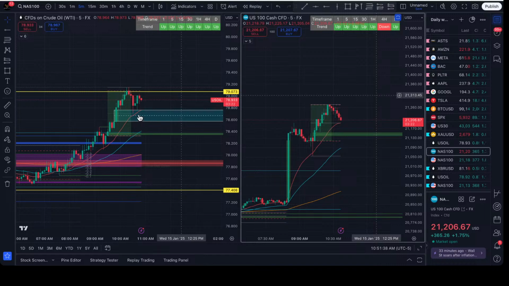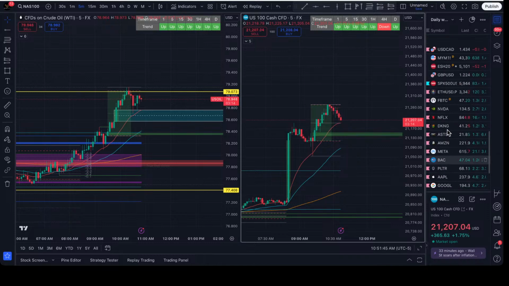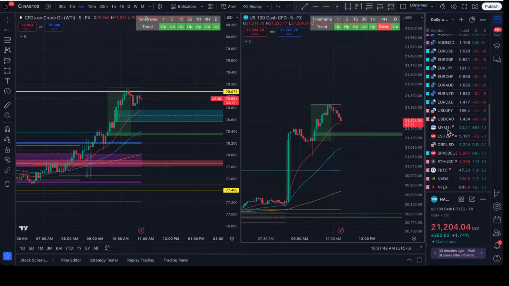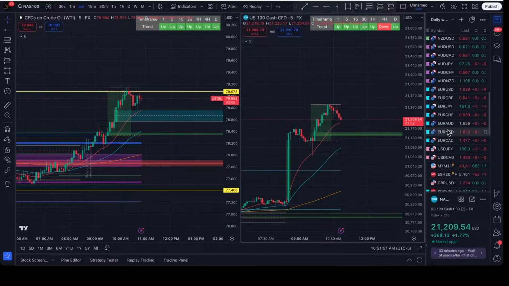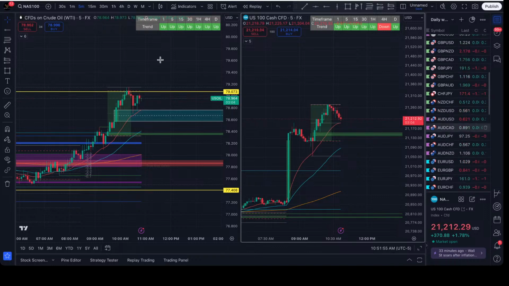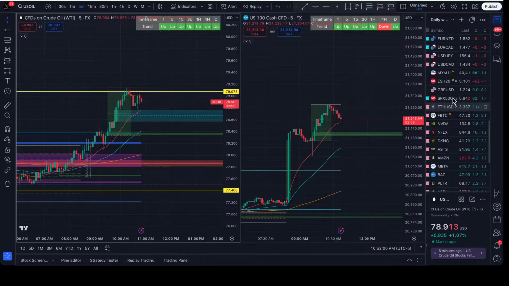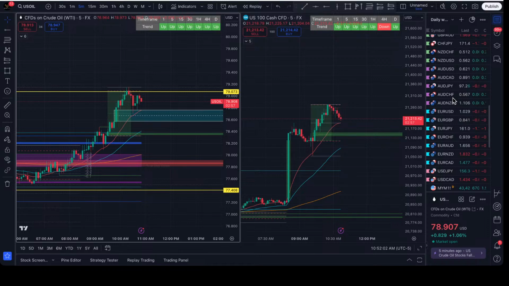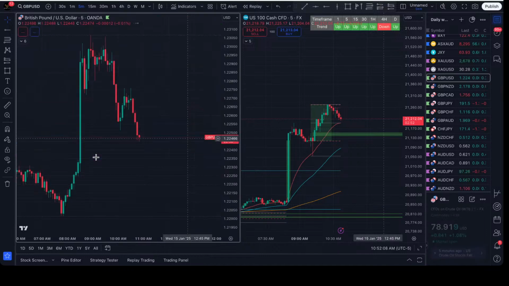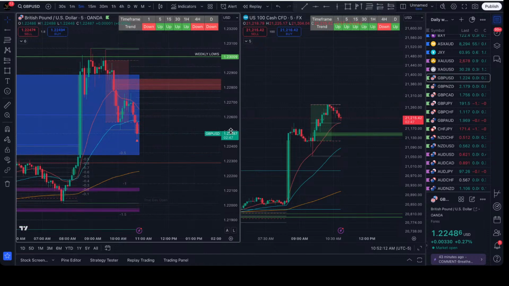Let's take a look at some pairs while we're waiting. So again, we're not interested in trading any US related assets, but we just got a confirmation on GBP USD. Just want to take a look at it. Let's see what it looks like with the blue zone attached to it. That's a big blue zone.